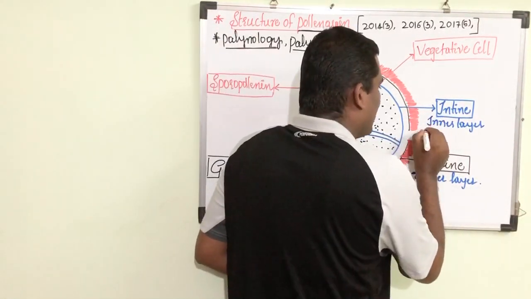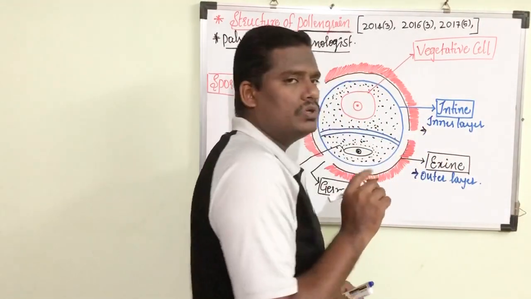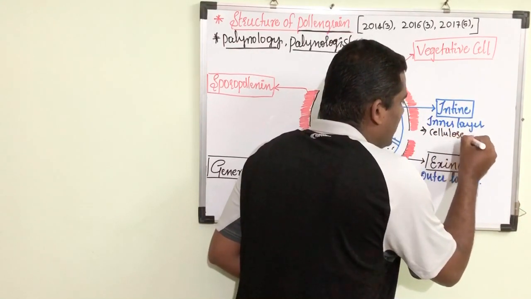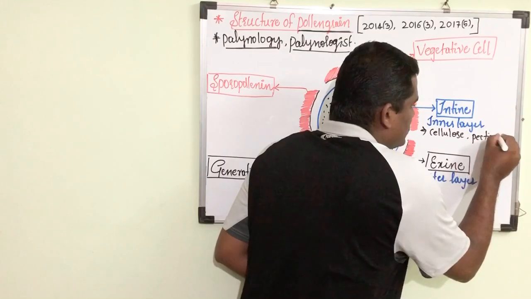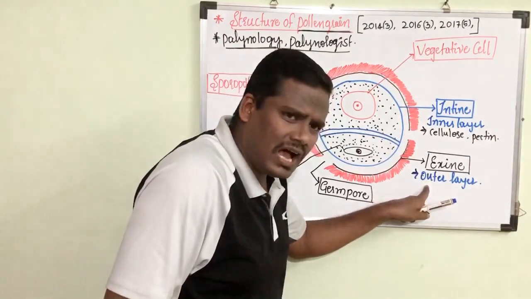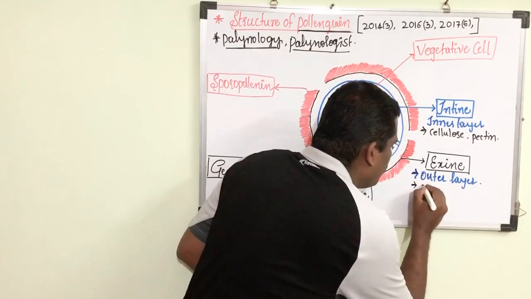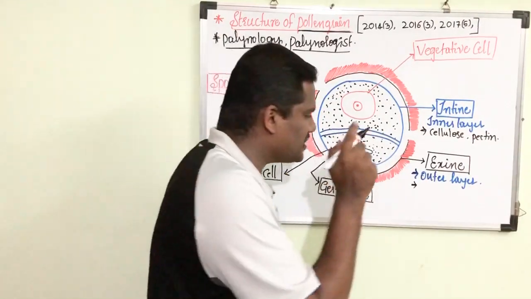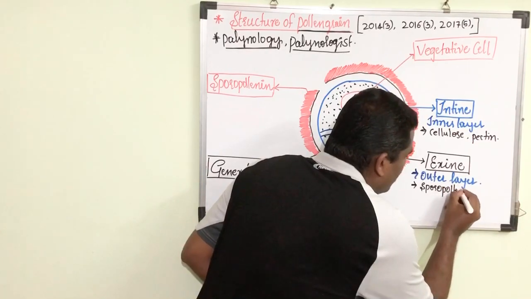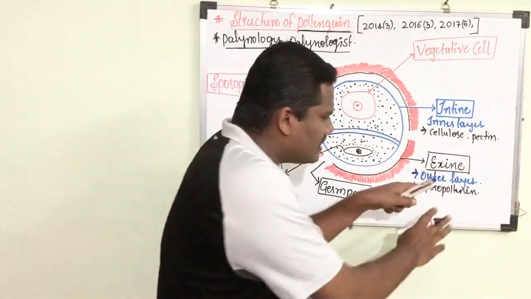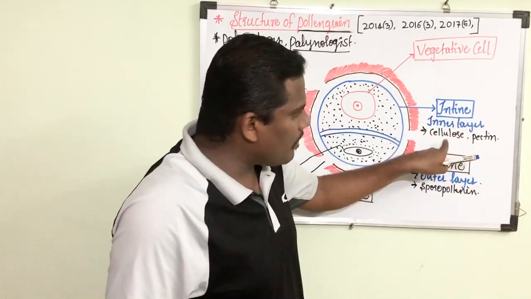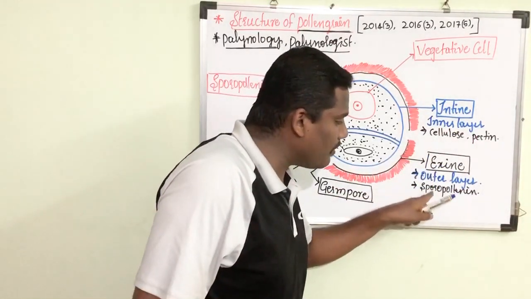Now, this intine is made up of 2 substances: cellulose and pectin. Cellulose and pectin make the inner layer of the pollen grain. Whereas exine is made up of a very special substance, that is sporopollenin. We'll understand what sporopollenin is separately. Now, intine is made up of cellulose and pectin, and exine is made up of sporopollenin.